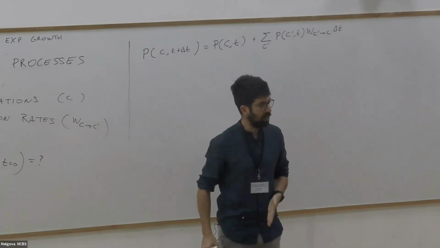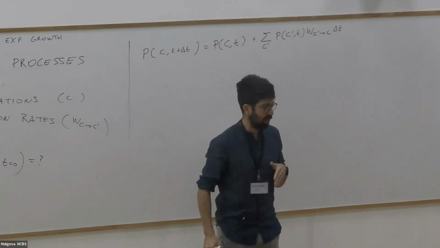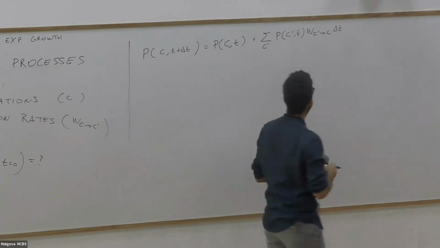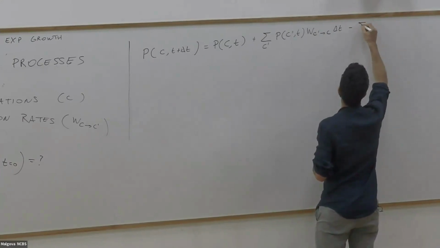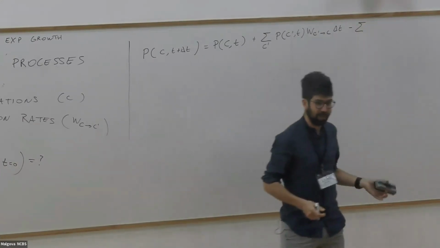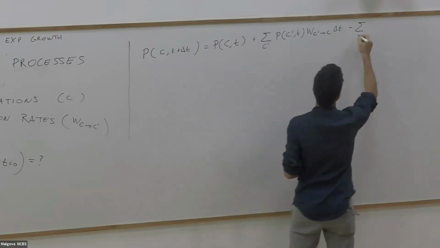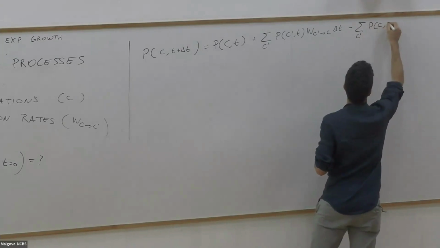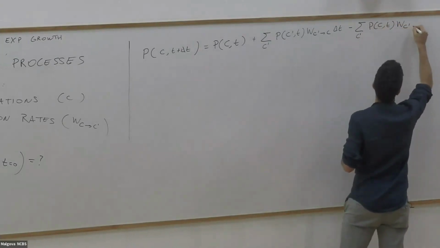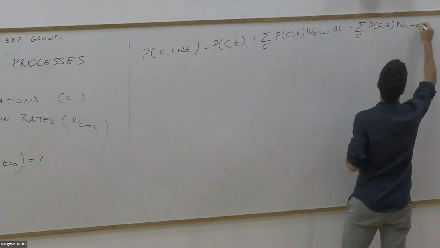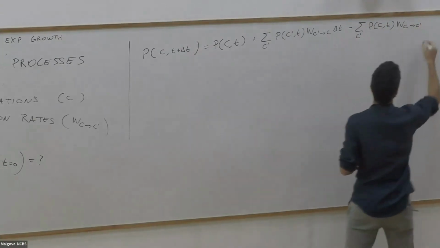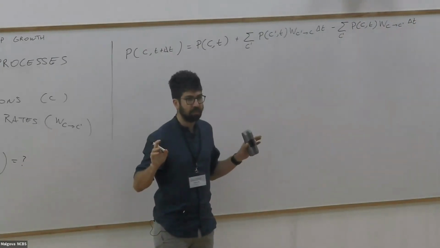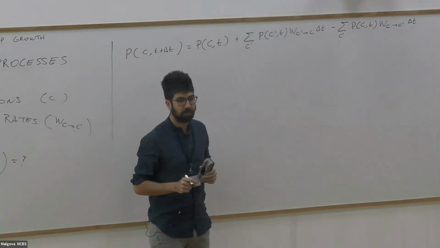So the probability that I am here at some time in the future is the probability that I was here, plus the probability that I was somewhere else and arrived here in this time delta t, minus the probability that I was here, but I went away. So this is the probability that I was here and I went away. This is the probability that I was in C at time t times the rate at which I go from C to C prime times delta t. Any question? Does it depend on the size of C prime minus C?